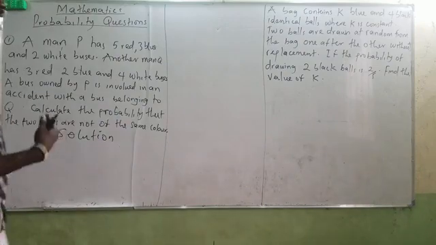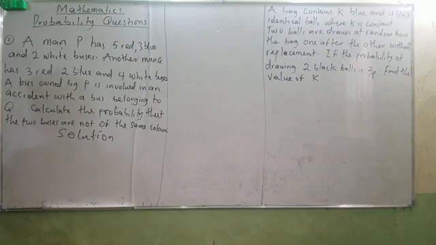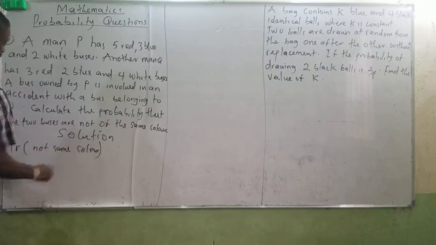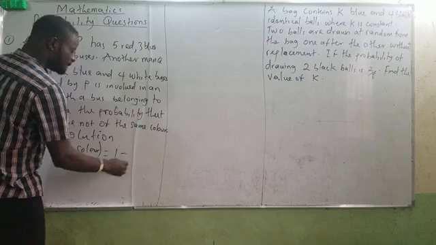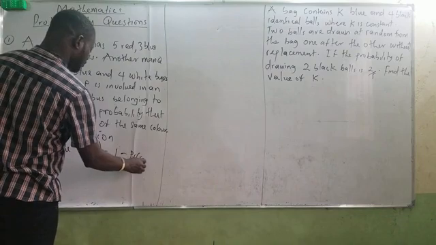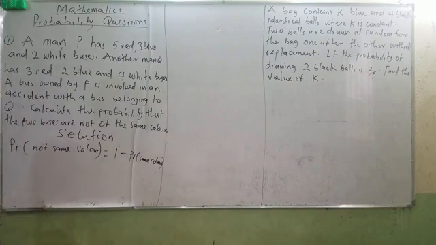Now, for you to interpret it well, let me try to interpret the question. The first thing I will do is write probability. This is what I'm looking for: probability not same color. That is what I'm really working towards. And probability of not the same color, take note of this, will be 1 minus the probability of the same color. That is what we are talking about.